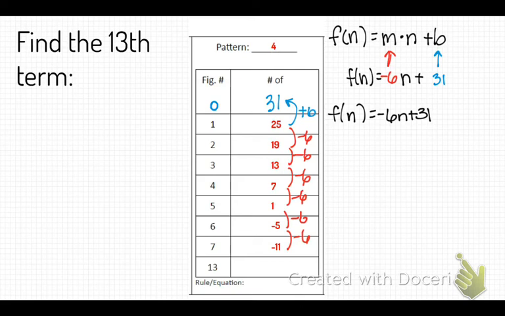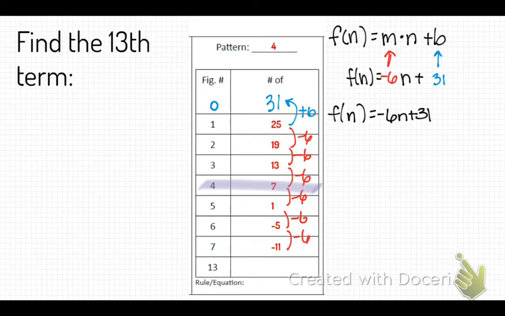Okay. Let's choose something on the table to check it, because we know all those values are correct. So let's see if it works. Which term do you want to use? Which figure number? 4 or 7? Let's do 4 this time. So I'm going to look at figure 4, and I know the answer should be 7. Okay, so this is how we're going to check it.